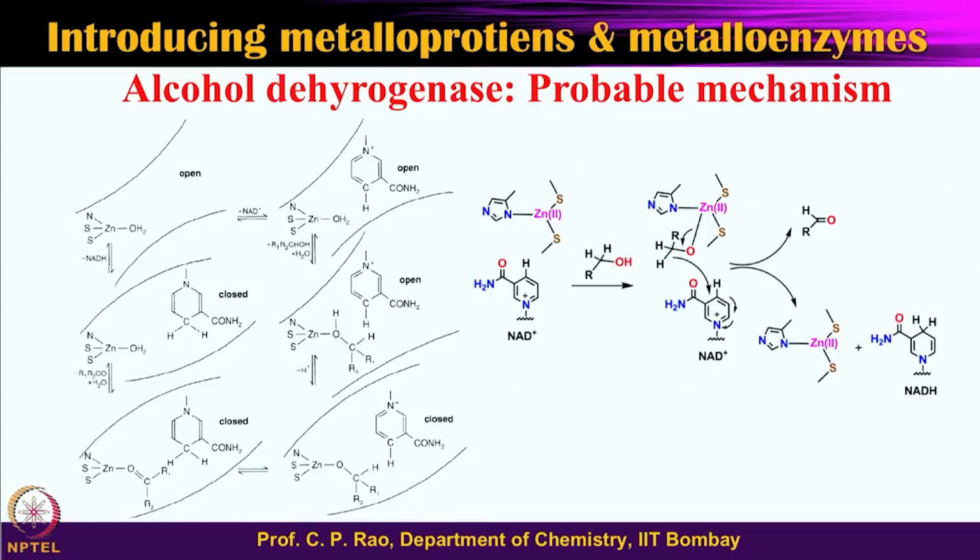Why is it interesting? The zinc does not undergo any redox, but zinc brings a redox activity, not by zinc itself, but by the kind of cofactor you have. The cofactor here is NAD plus and NADH. NADH is the reduced form, NAD plus is the oxidized form, and that is what is switching over as a redox center. I hope you understand that.